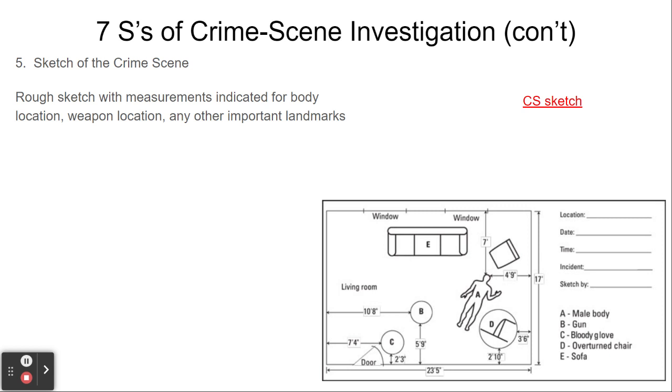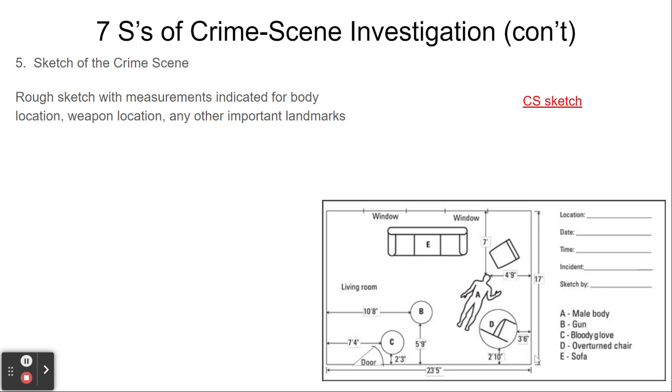So you want to measure from set positions, whether you're going to measure from a corner of a wall, or in this case, you're measuring maybe from a windowsill, whatever the case might be, you're going to get specific measurements that you can then use to put things where they belonged based on what your photograph shows, right? That becomes very important. So getting a photograph of the entire scene.